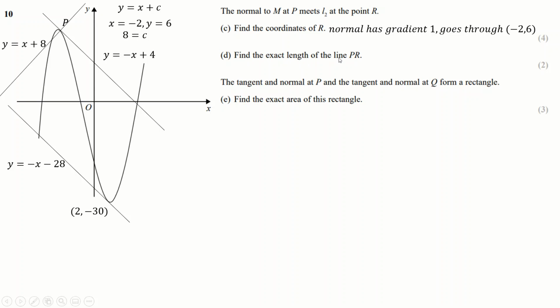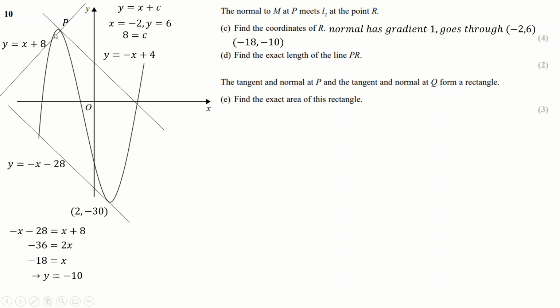Cool. Find the exact length of the line P to R. Now R is where the normal meets L2, which was this line. So we're looking for this coordinate just off screen. So we just set this equal to that to find the coordinate of intersection, and we find x is -18, which we then put into either one of these. This is the easier one, of course. -18 plus 8 is -10. So this coordinate here is -18, -10.